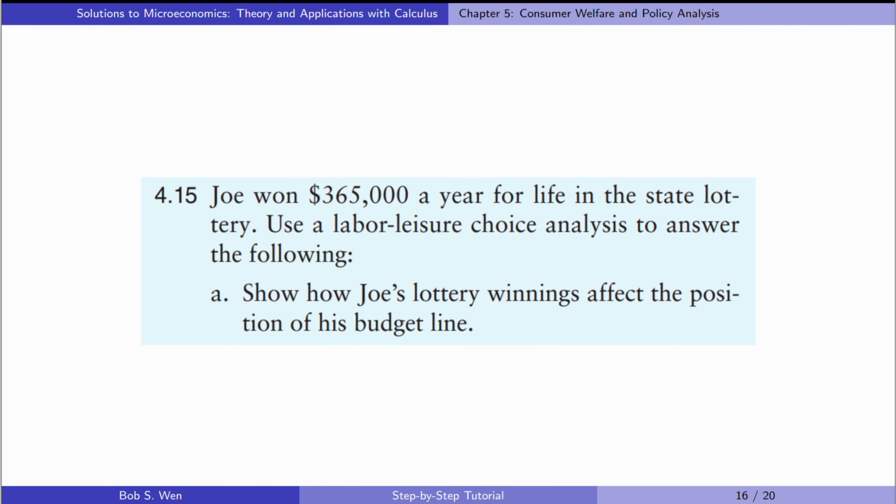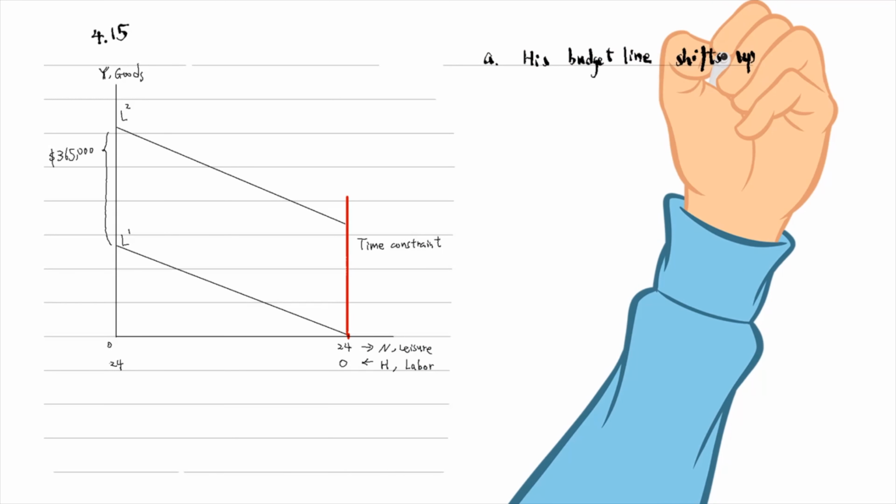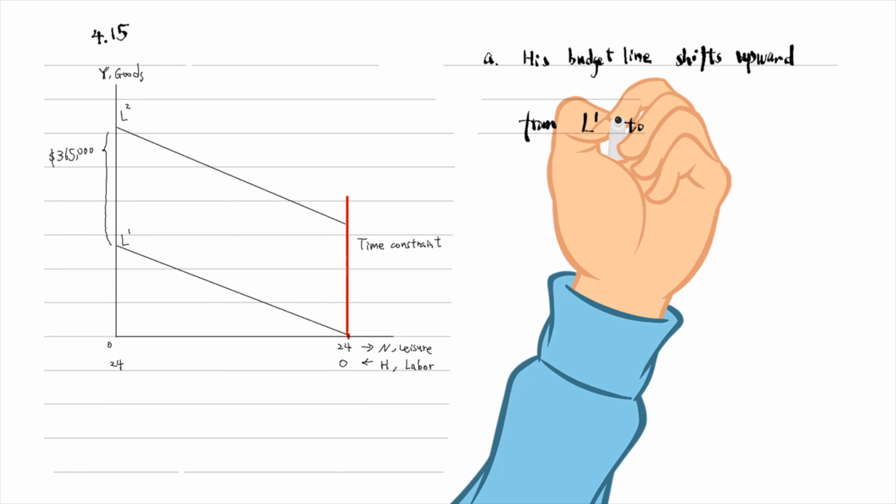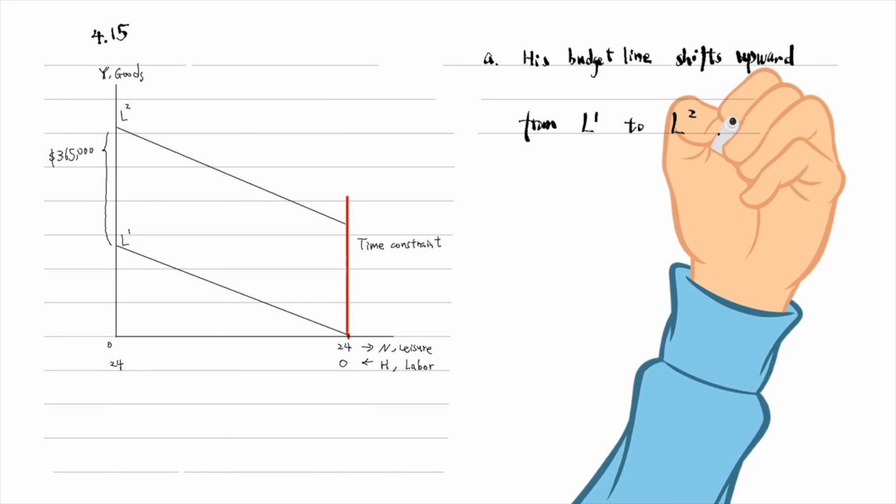Let's find the answer to exercise 4.15. Joe won $365,000 a year for life in the state lottery. Use a labor-leisure choice analysis to answer the following question. In part A, show how Joe's lottery winnings affect the position of his budget line. The lottery winnings shift his budget line upward from L1 to L2.